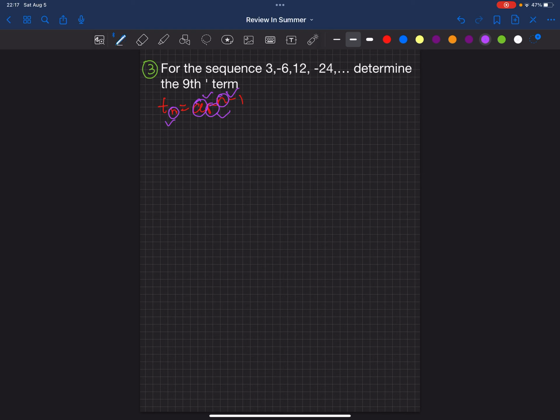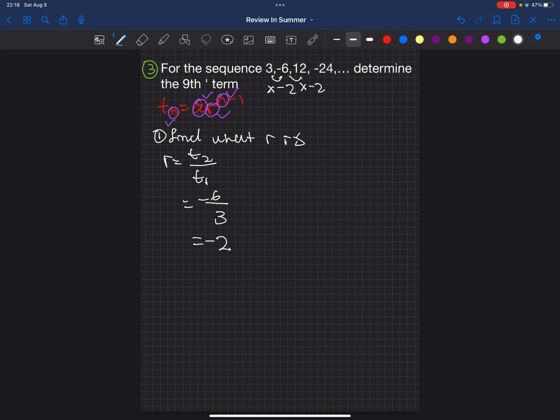So the first step is to find what r is, or the value of r. We could use the formula for finding the ratio, T2 over T1. It's going to be negative 6 over 3. Therefore, it's going to be negative 2. So every single time you're going to have to multiply the term by negative 2.